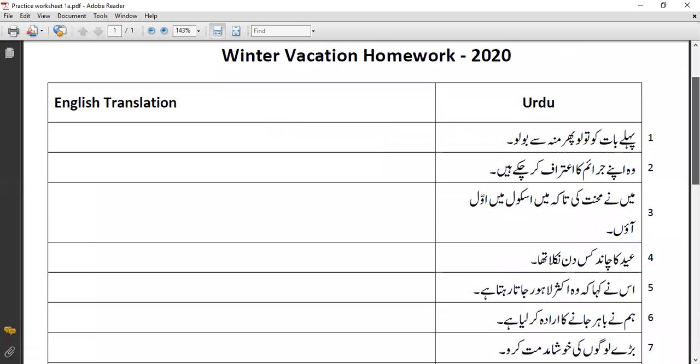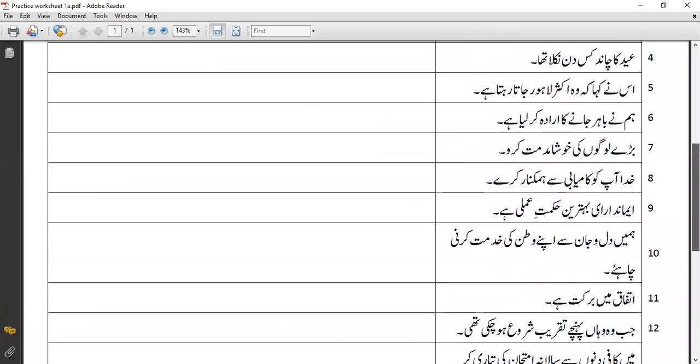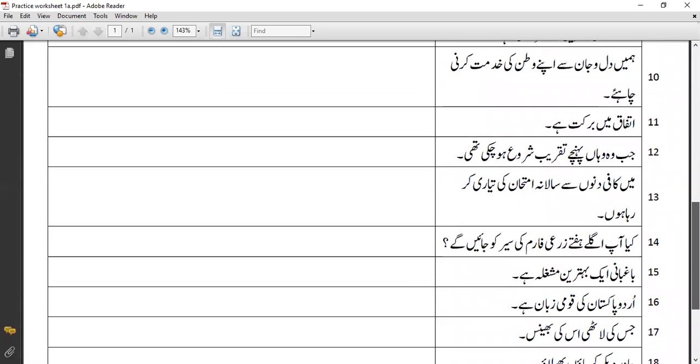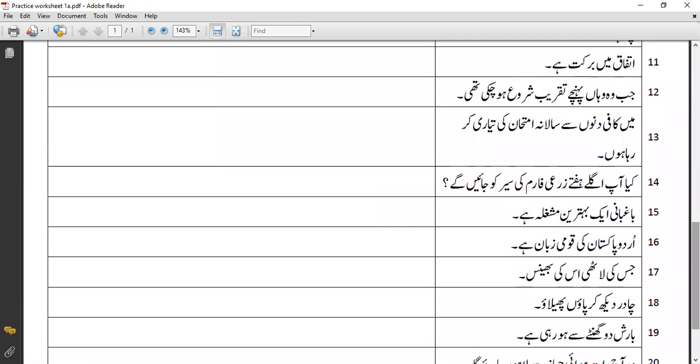This is the worksheet which we were trying to solve, and we completed 10 sentences yesterday. Today we'll try to do the remaining, starting with the 11th one, translation. All right. Now let's see. Moving on to the 11th sentence. Okay.